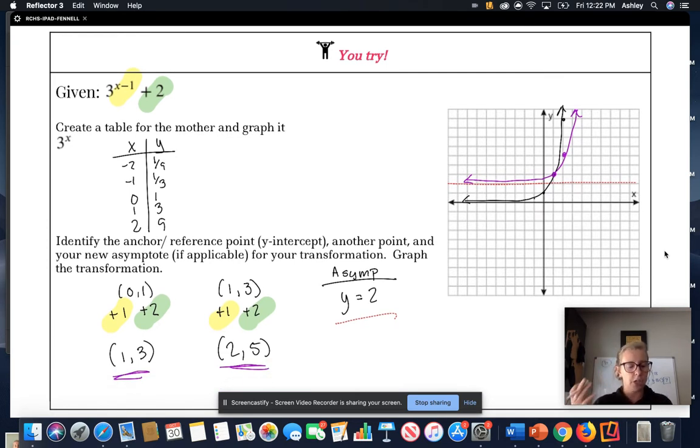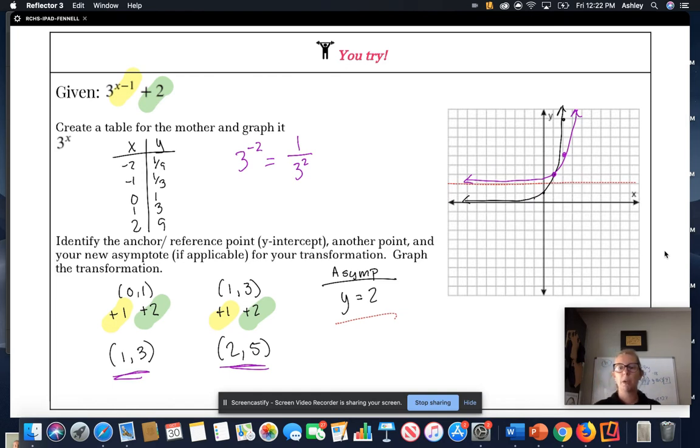All right, so we have an H transformation of +1 this time. We have a K transformation of +2. So again, we're going to start with our most basic version, 3 to the power of x, and create our table. Remember, when we raise something to a negative power, like 3 to the -2, that's the same as 1/3 squared, remembering our negative exponent rules. So we get 1/9, and then 1/3, 1, 3, and 9.